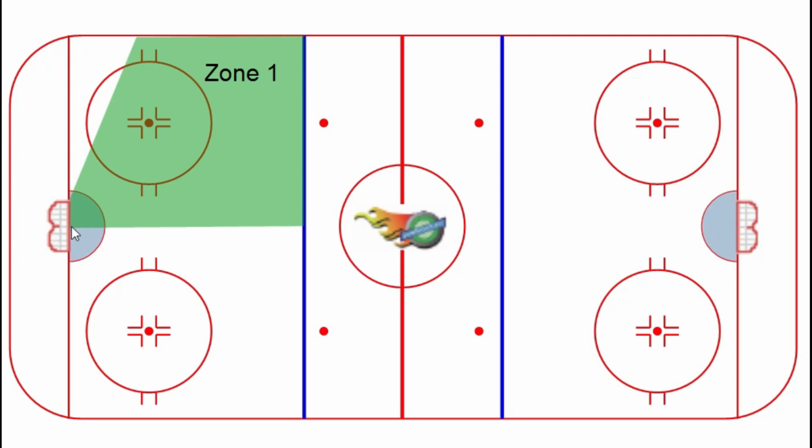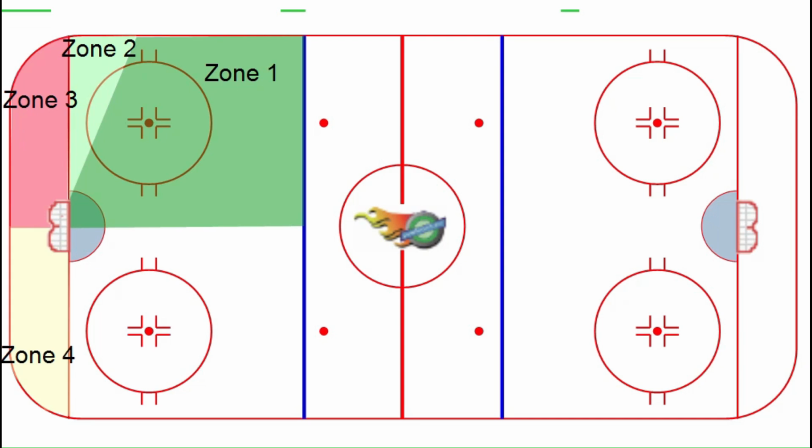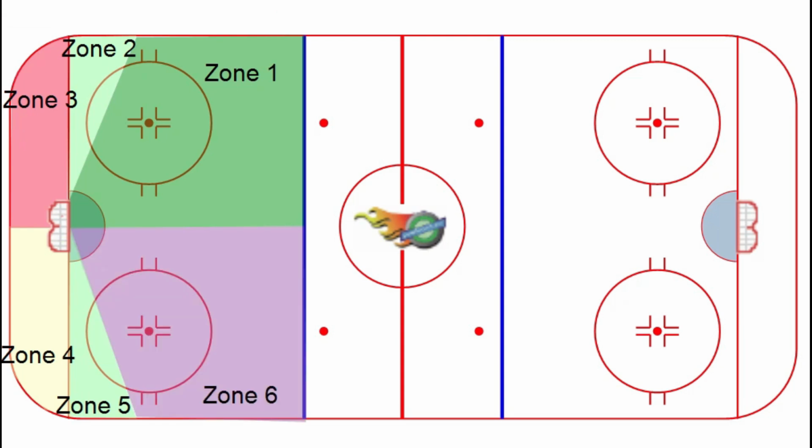That's zone number 1. Zone number 2 goes along the goal line to the boards to where the high glass meets the low glass and back to the left post. Zone number 3 goes along the goal line to the board, around behind the net, and ends center point behind the net. Zone number 4 is the same as zone number 3 except on the other side. Zone number 5 is the same as zone number 2 except located on the other side. Zone number 6 is the same as zone number 1 except located on the other side as well.